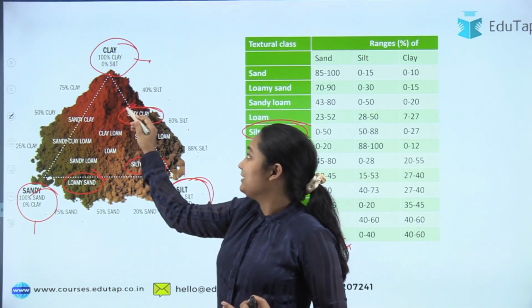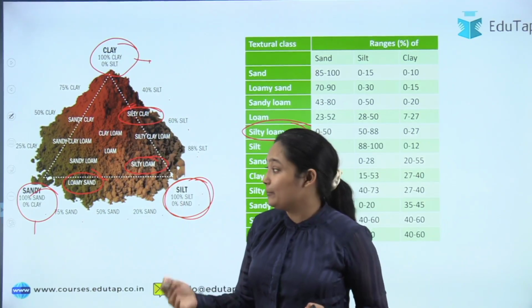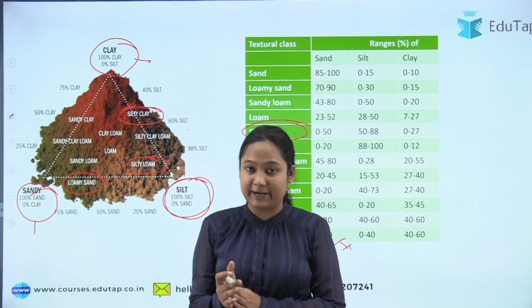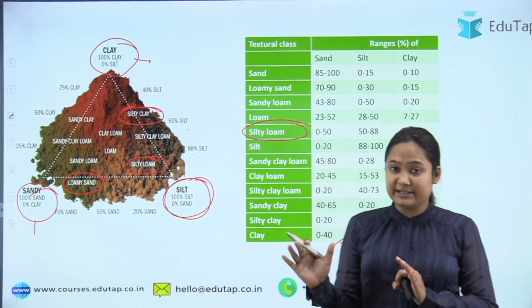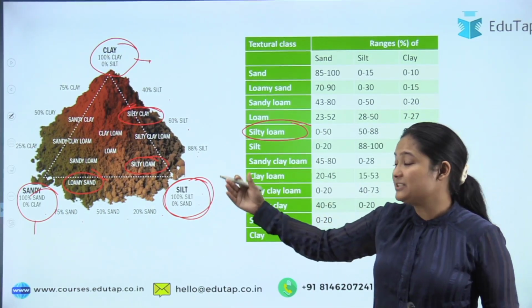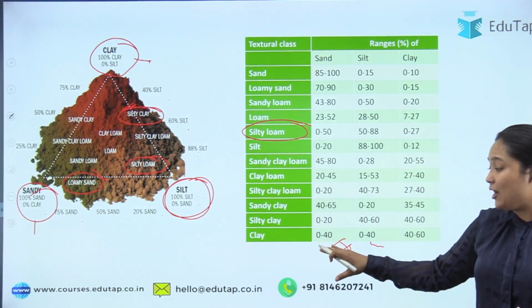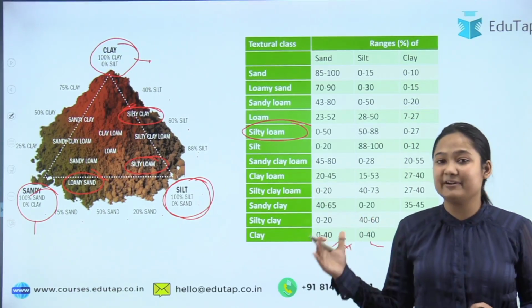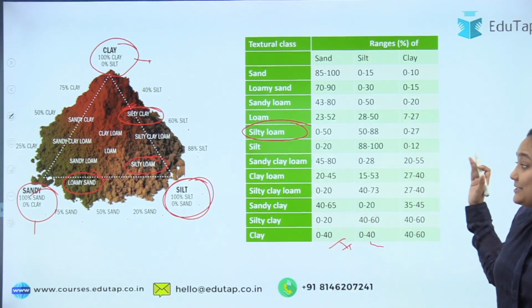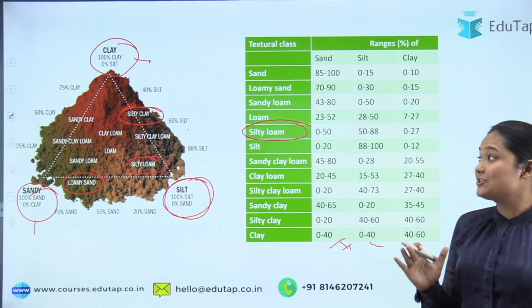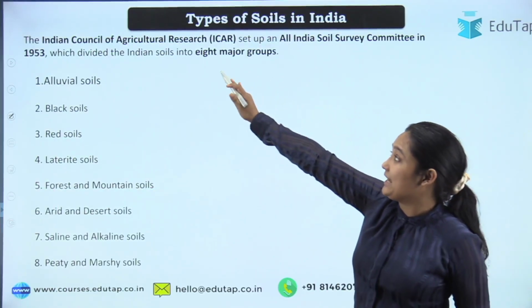Of course, silty clay will have more water holding capacity compared to loamy sand. This will help you understand the difference between the primary particles and how the combination of these particles will affect them. Now let's move to the actual classification of soil that is given by the ICAR.